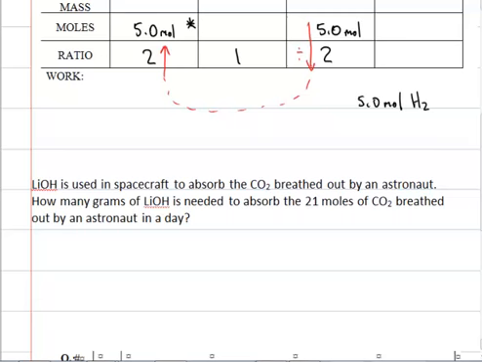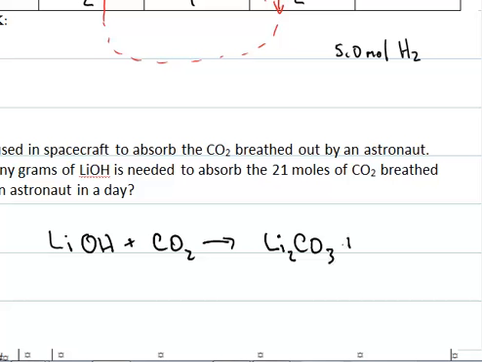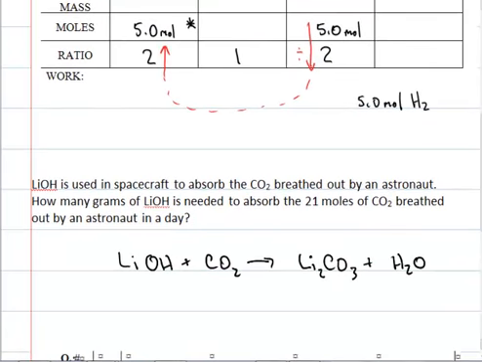Let's first of all take a look at the equation for this. We need the balanced equation, and so we have lithium hydroxide plus carbon dioxide yields lithium carbonate plus water. Now, this was not one of the 5 types of reactions that we learned about. This one was a little bit different. I would not expect you to be able to come up with this reaction on your own. But so here I have given that to you, but it's not balanced.